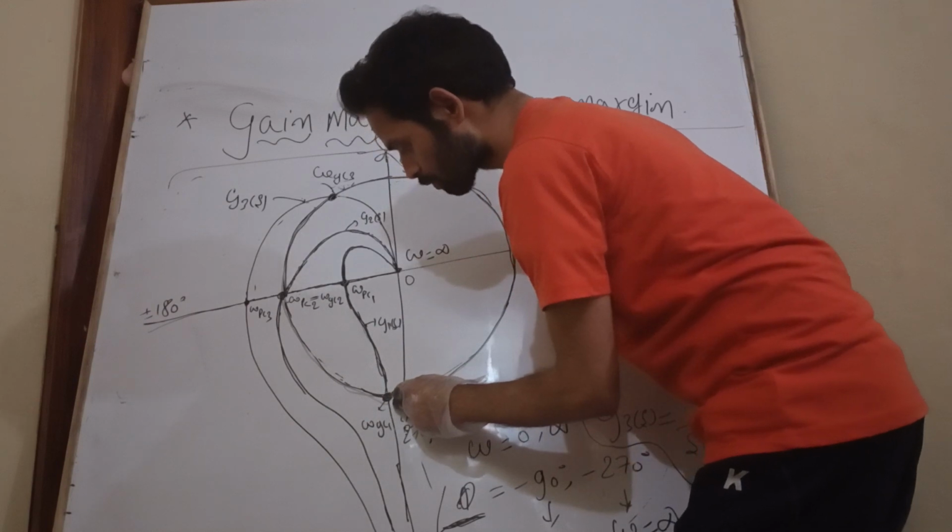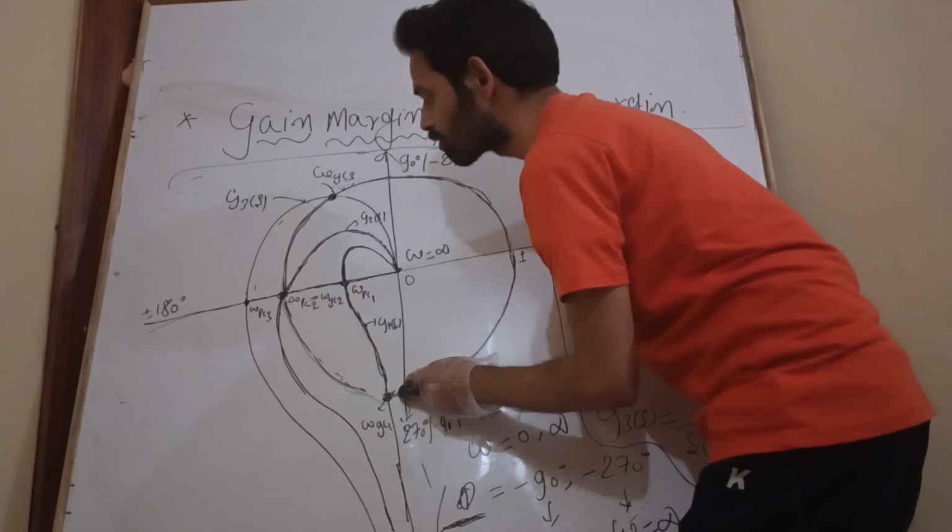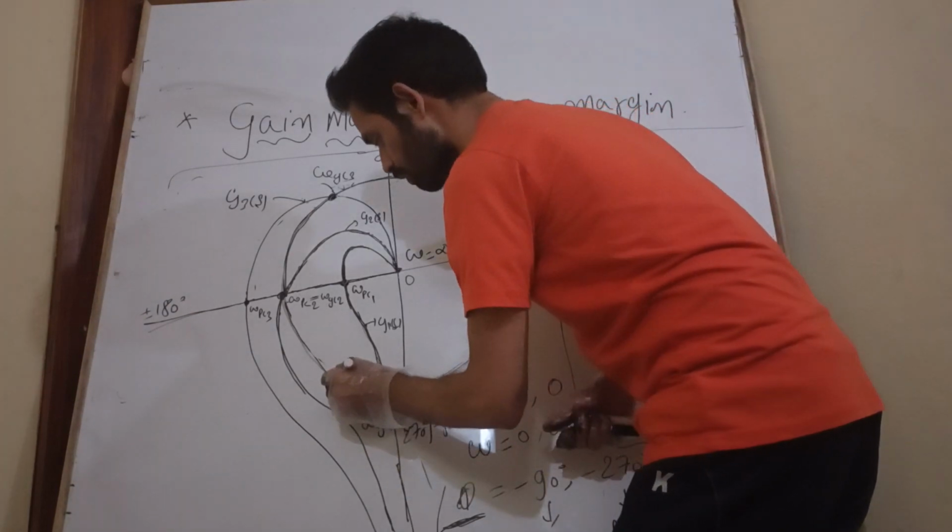Where the plot cuts the unit circle, that is nothing but the gain crossover frequency. Gain crossover frequency.